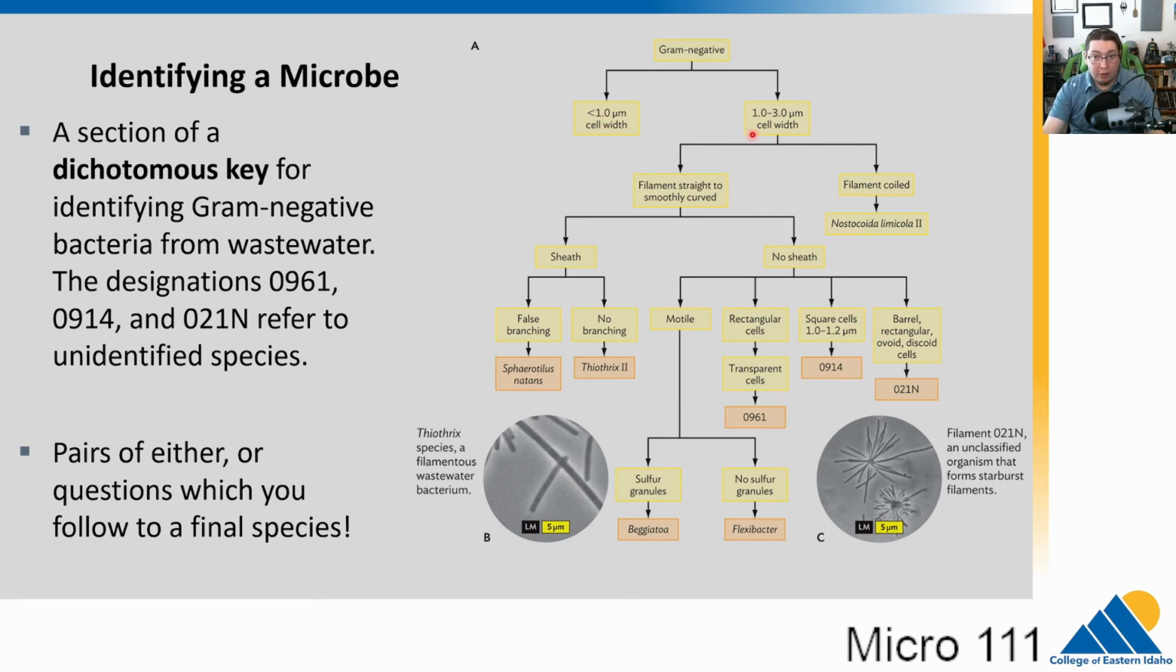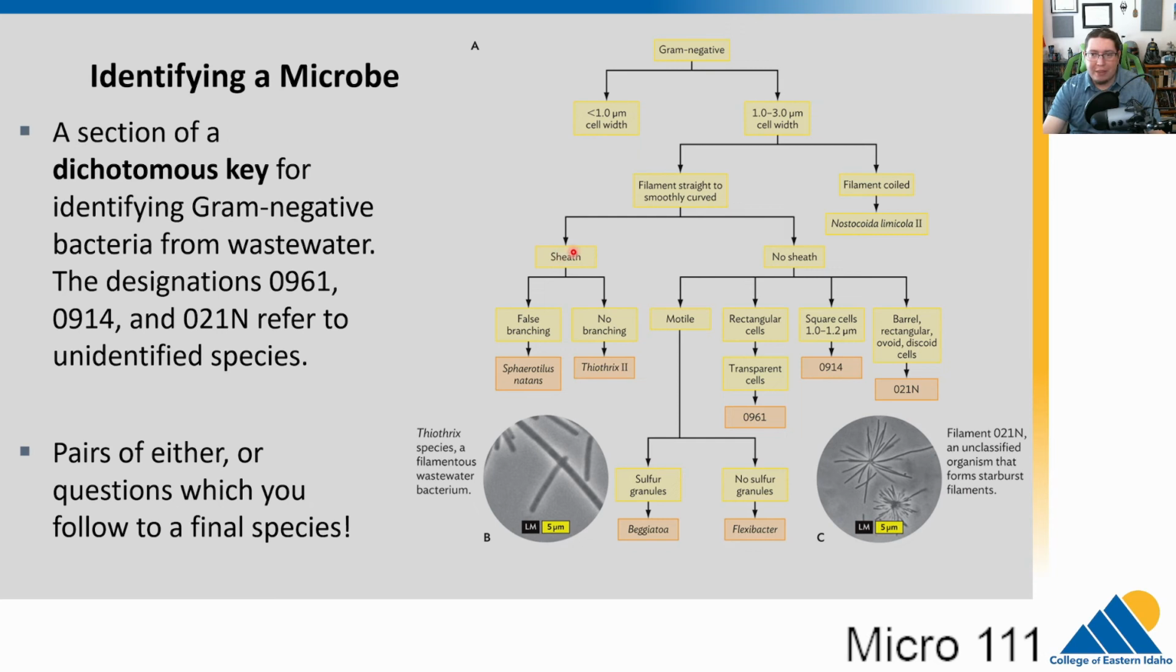Let's go this way because there's no other options over here. It is between 1 and 3 micrometers. Okay, now we have another set of questions. Are filaments straight to smoothly curled, or are filaments coiled? Well, if the filaments are coiled, it's Nostocodia limoncola. If not, we go on, right?